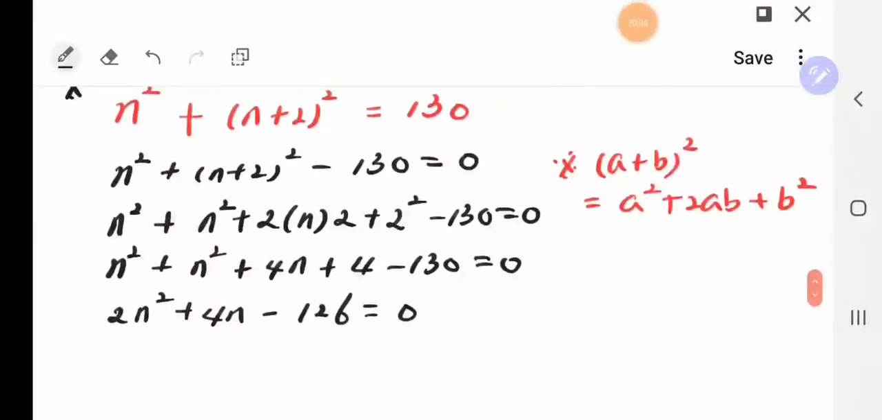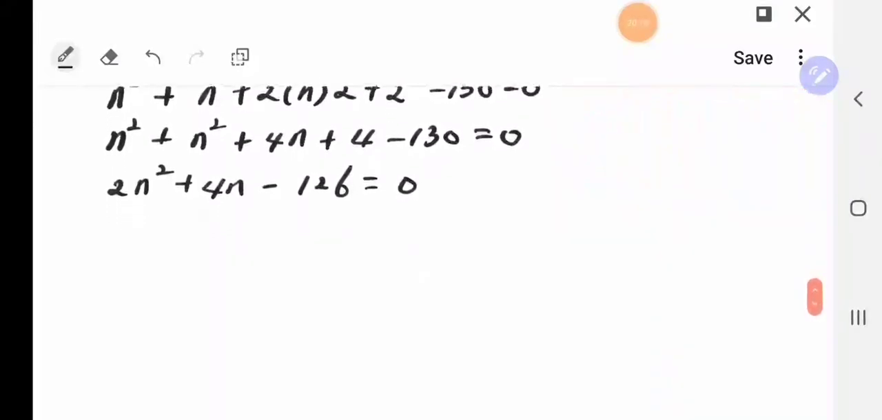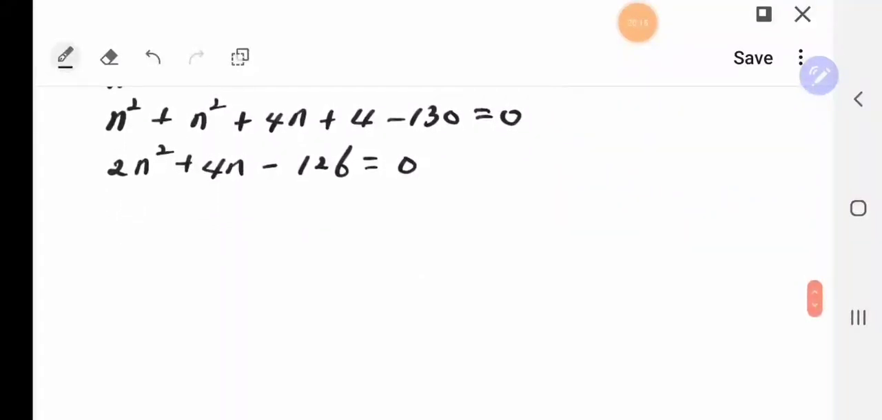Okay, now we just simply rewrote the equation, and the left side of the equation is simplified. So we have a trinomial on the left hand side of the equation. And then let's factor this equation. So this trinomial has a common factor, which is 2. So factor out 2, then n squared plus 2n minus 63 is equal to 0.